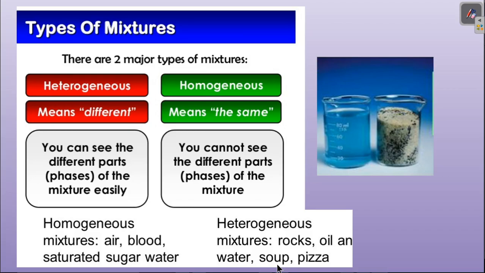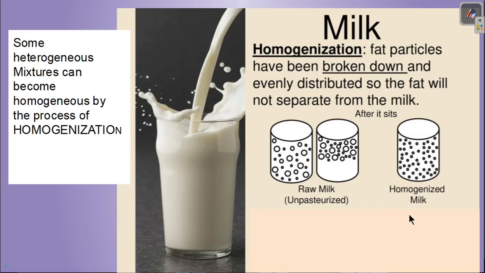The oil, sometimes you can see some bubbles of oil in there. So you can see that it's heterogeneous. And of course, pizza. You have all the ingredients of the different parts of the pizza with the pepperoni and the peppers and olives and whatever else you put in the pizza.